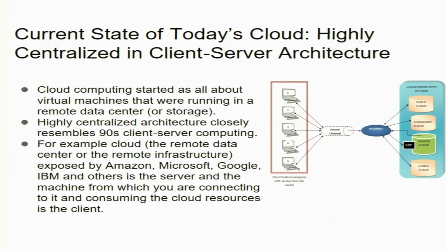So this highly centralized architecture closely resembles 90s client server computing. Client server architecture has a client and a server. The data center which you have seen mimics the server, whereas the client system, which is the machine the client uses to connect through the network or the internet to the cloud data center, is called a client. This is the architecture in which the cloud provides services. For example, you can think of the cloud as a remote data center or remote infrastructure, exposed by providers such as Amazon, Microsoft, Google, IBM and many others, which is nothing but a server in this architecture.